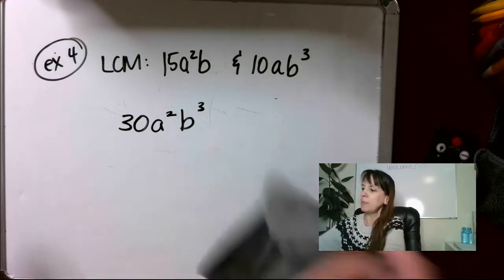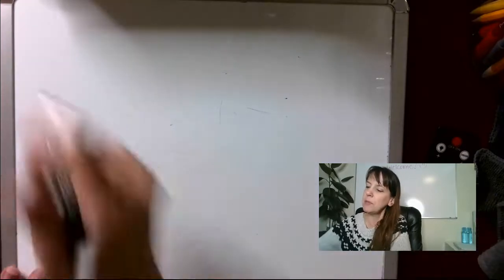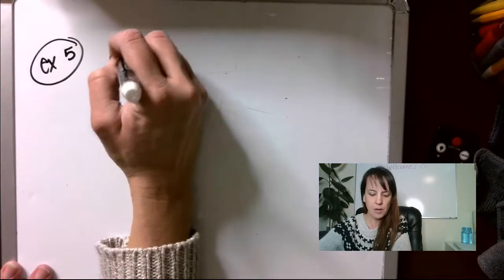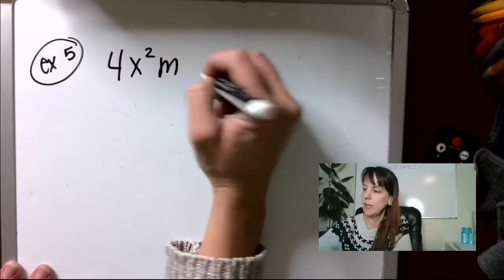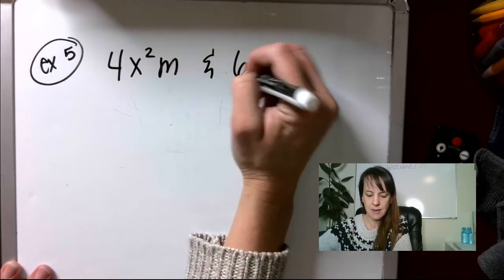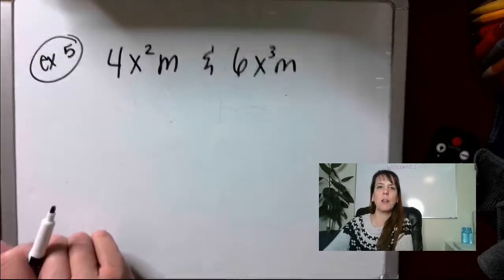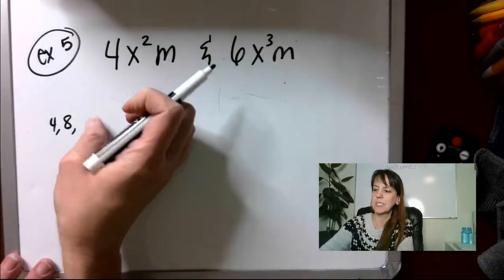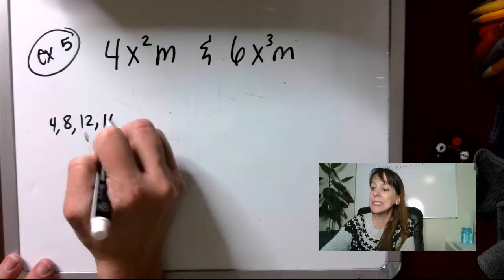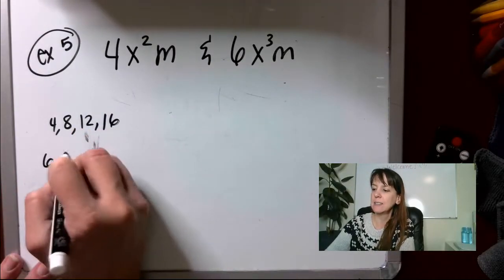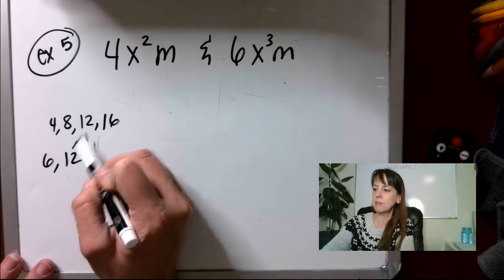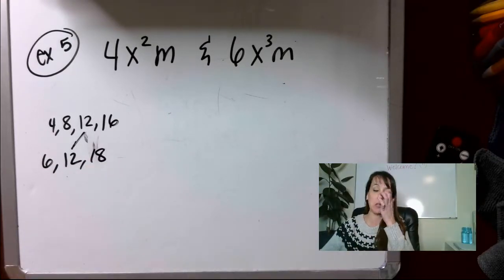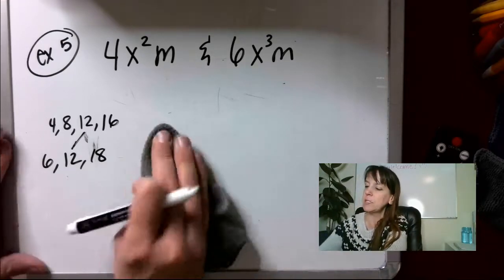So let's try another example. Example 5. Least common multiple of 4x squared m and 6x cubed m. Well, 4 and 6 are small enough numbers. We could do 4, 8, 16. Look, skipped one, 12, 16. 6 is 6, 12, bingo. Got one right there, right? We could do 18 if you wanted to keep going on. But 12 is going to be our least common multiple.